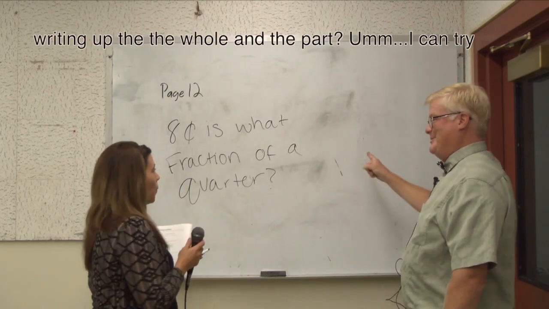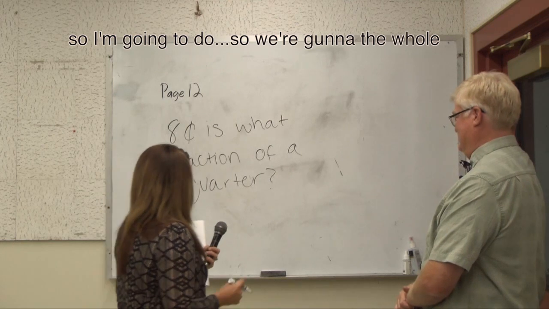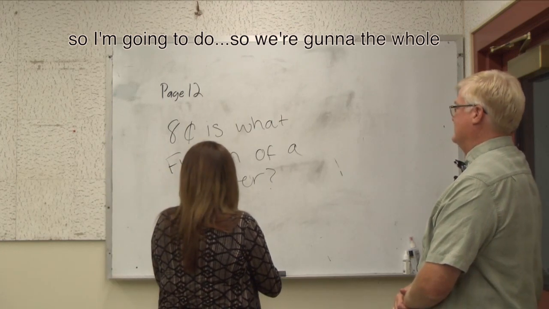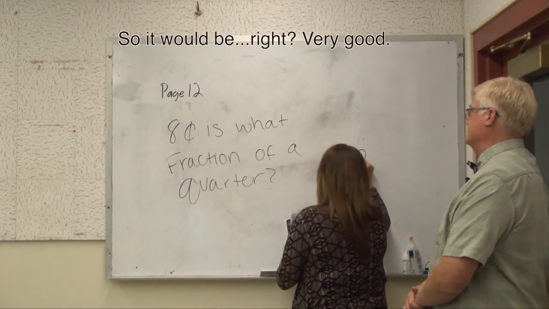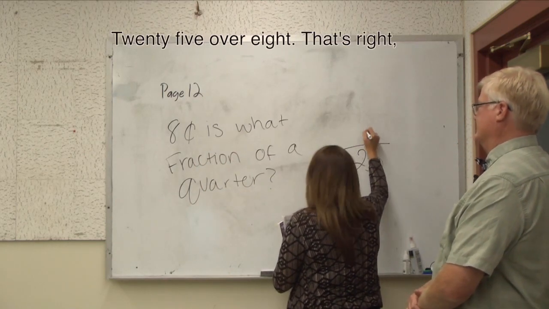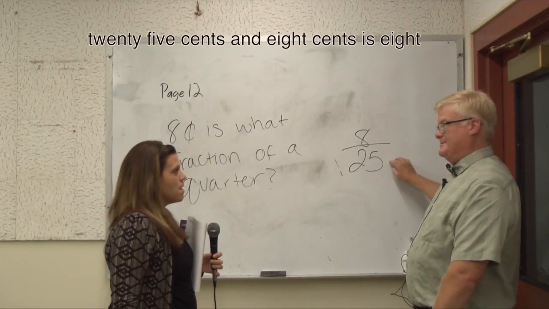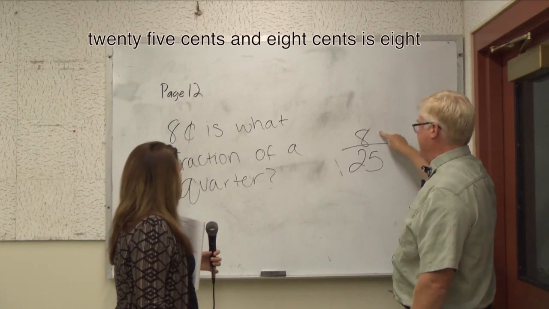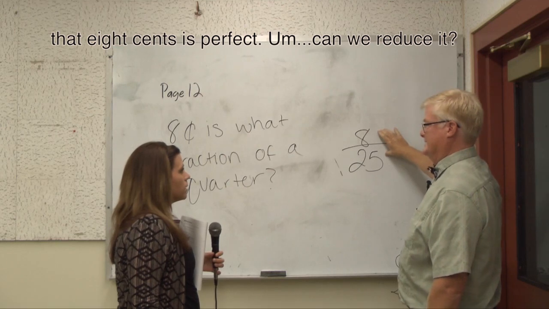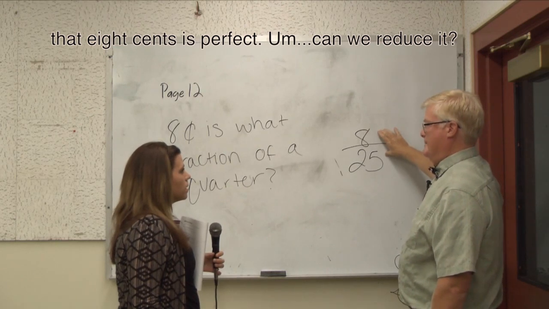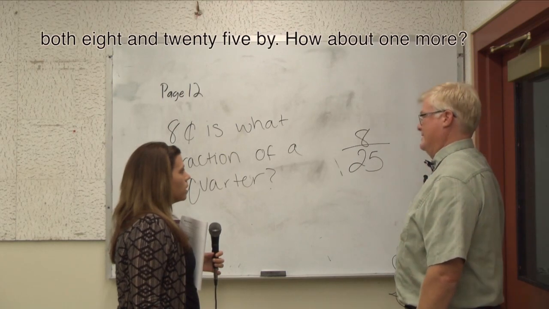Do you want to try writing up the whole and the part? I can try. The whole would be the quarter, correct? That's right. 25 over 8. The whole is 25 because a quarter is 25 cents, and 8 cents is 8/25 of a quarter. That's the part of a quarter that 8 cents is. Perfect. Can we reduce it? No, there's no number we can divide both 8 and 25 by.